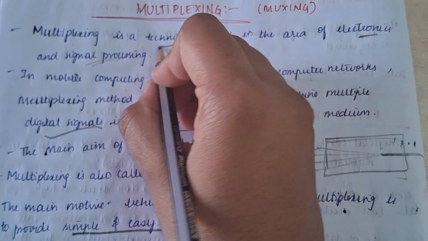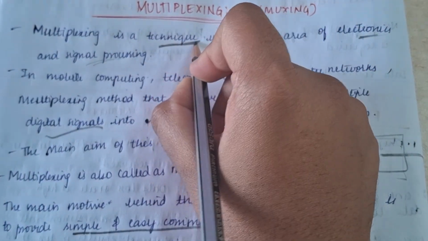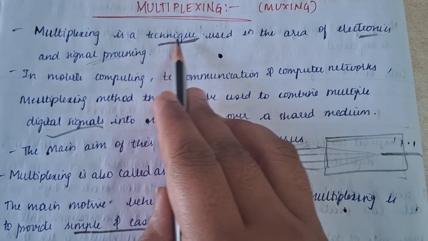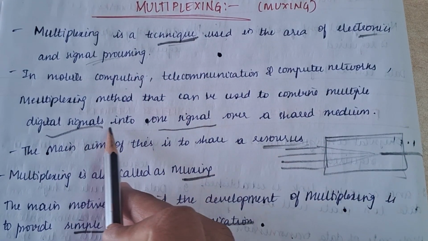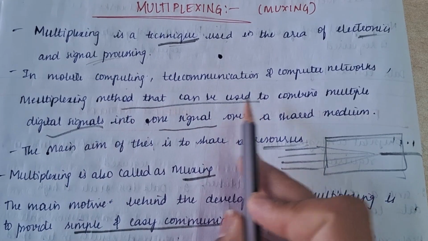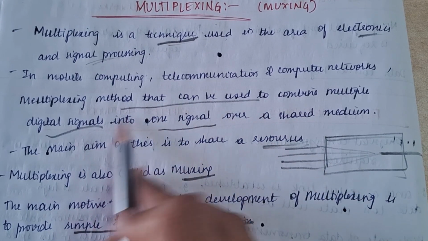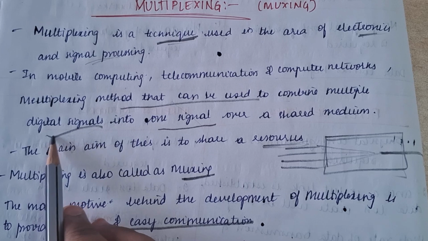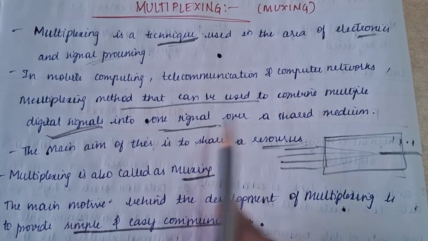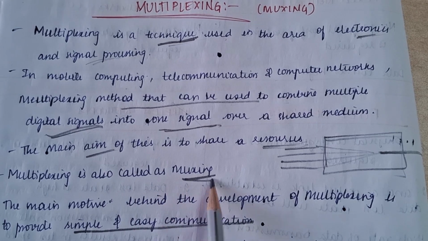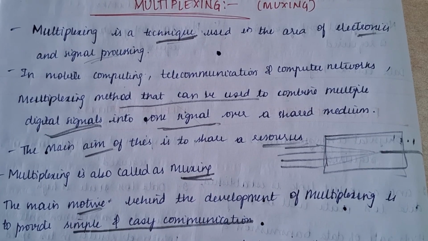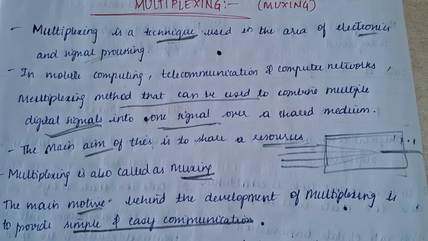The first point we need to write is where this technique has been used. Next, we need to write what this method is used for: it combines the digital signals into one signal. This is what you need to write. Then write what the aim is, what it is also called, and what the motive is. This is the definition of multiplexing.